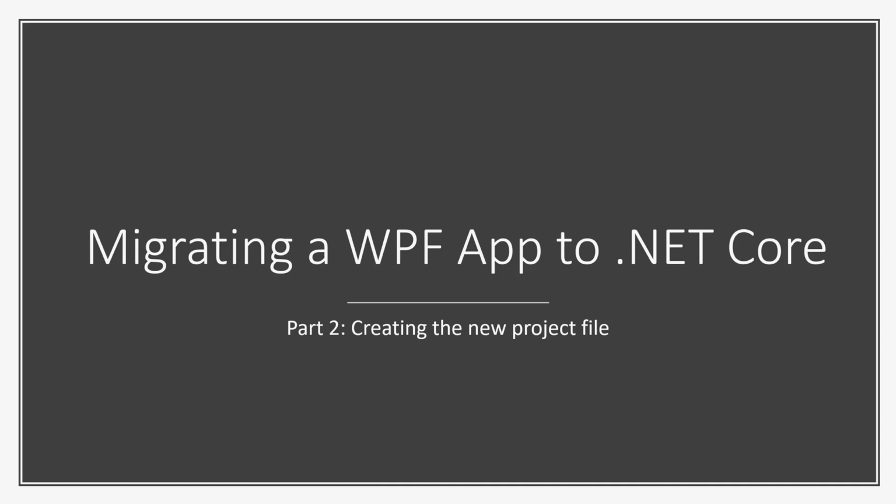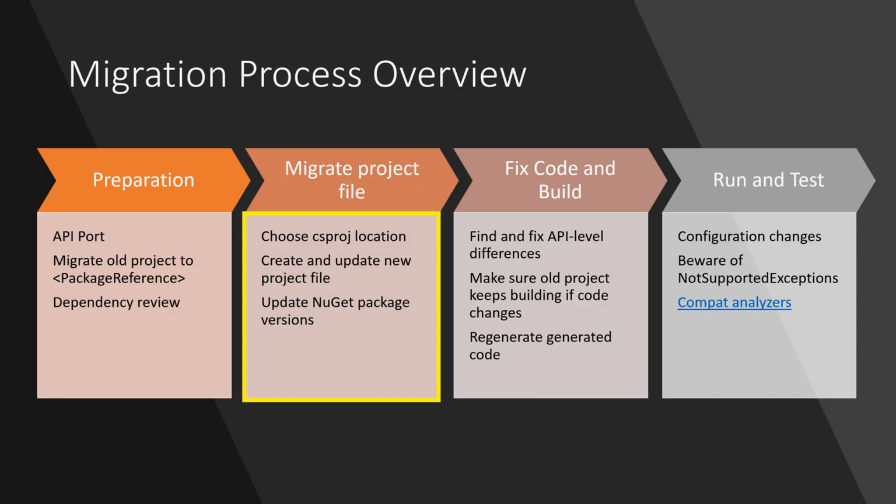Welcome back to migrating a .NET Framework WPF app to .NET Core 3. In this second video, we're going to actually start the migration now that we've done the preparatory work. We're going to create a new CSPROJ, make sure that we have updated versions of our NuGet packages, so that we'll be all set up for video 3 where we actually start making code changes.